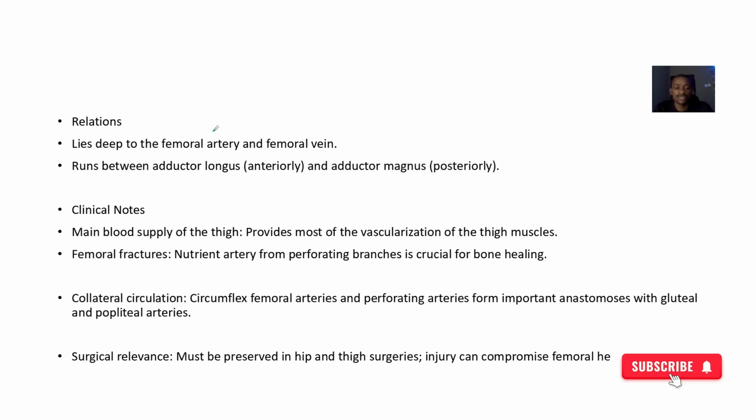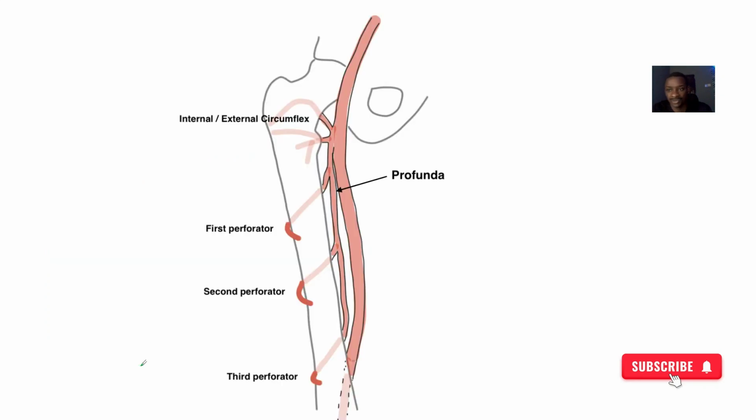we see the relations: it lies deep to the femoral artery and the femoral vein, and runs between the adductor longus and the adductor magnus. So we learn about the anatomy of this artery because it is the main blood supply to the thigh, and it's involved in femoral fractures, and it forms collateral supply there, if you understand, and surgical relevance. Of course, if you want to do any surgeries there, you have to be careful because the artery runs along there.